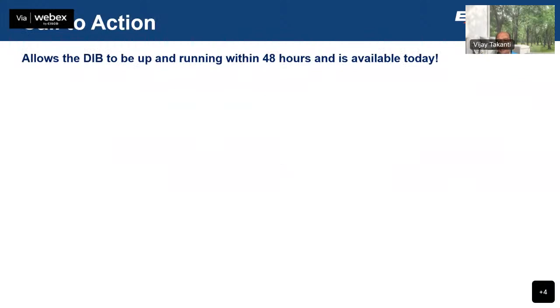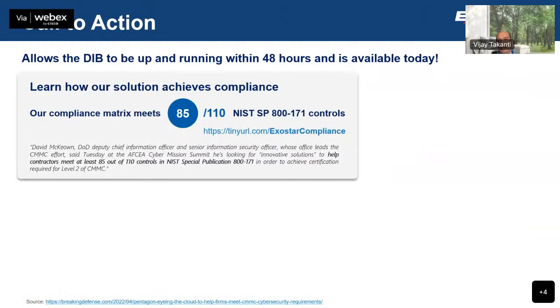What is our request today for you? You heard from Bob. He quoted David McKeown. I have that specific quote: the Department of Defense is looking at innovative solutions to solve the problem at large scale. David specifically said 85 of the 110 controls is a good baseline. Our security office has done what is called the responsibility matrix. We looked at the 110 controls. We identified which controls we can meet working with Exostar and Microsoft, and which controls we need our customers to actually implement.